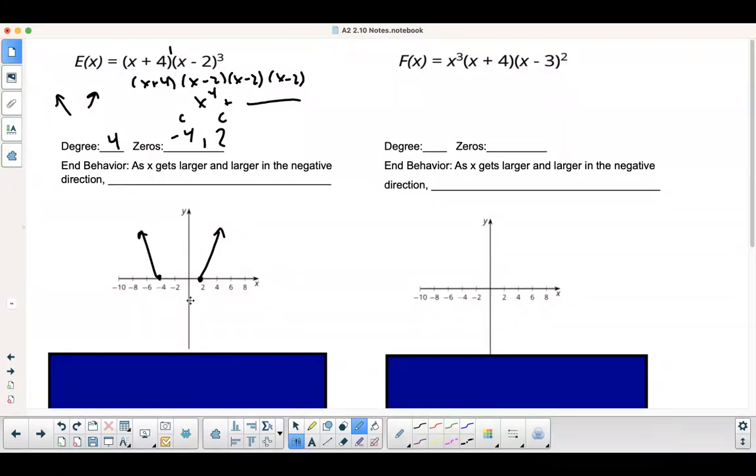And I have to stay down here. I can't cross again. So, I might do something like that. Or maybe I'll have something just like that. Either way, we don't really know.